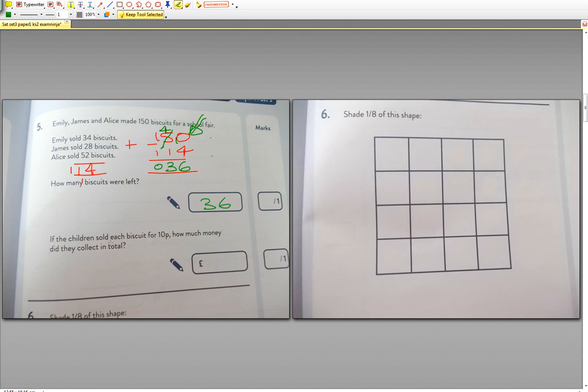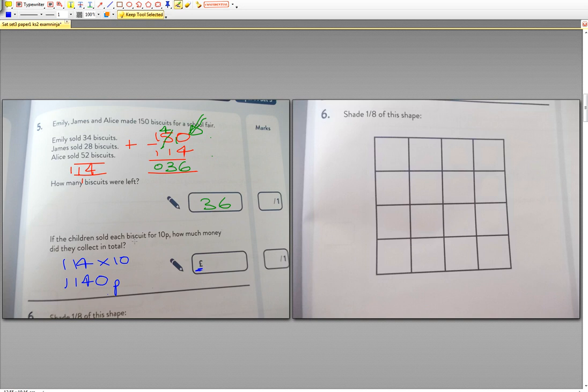Okay, if the children sold each biscuit for 10p, let me just change my color again. How much money did they get in total? Now we know how many biscuits were left over. So 36 biscuits left. We have started with 150. These are how many they sold. So how many they sold together? 114. And we have to times that by 10p, because each biscuit got sold for 10p. So that gives us a nice easy answer of 1140 pence.